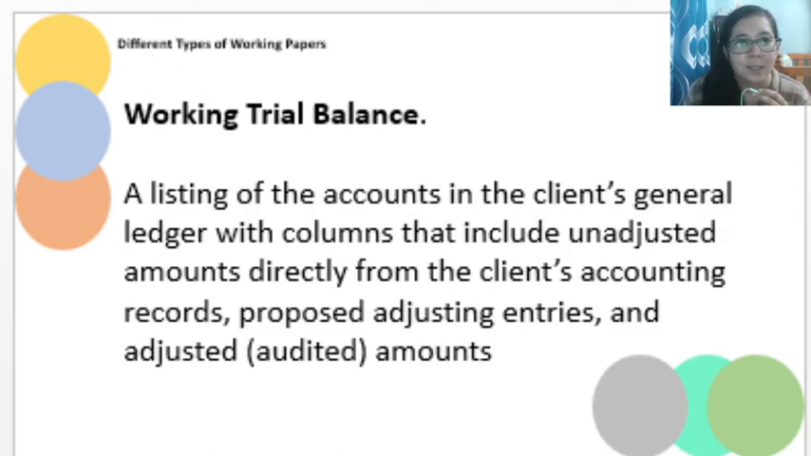The next type of working paper is the working trial balance. What is a working trial balance? This is a listing of accounts in the client's general ledger with columns that include adjusted or unadjusted amounts directly from the client's accounting records, proposed adjusting entries, and adjusted or audited amounts. Meaning, in this case, the auditor will prepare a working trial balance for audit purposes.